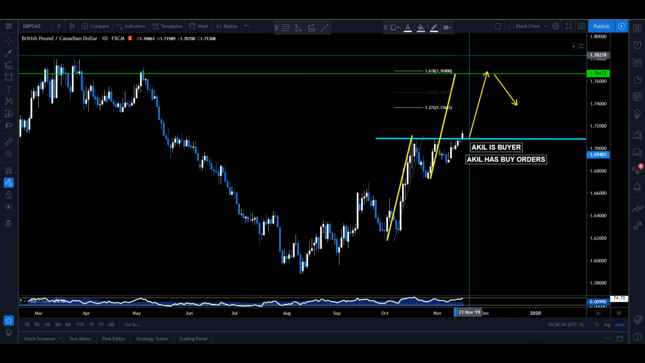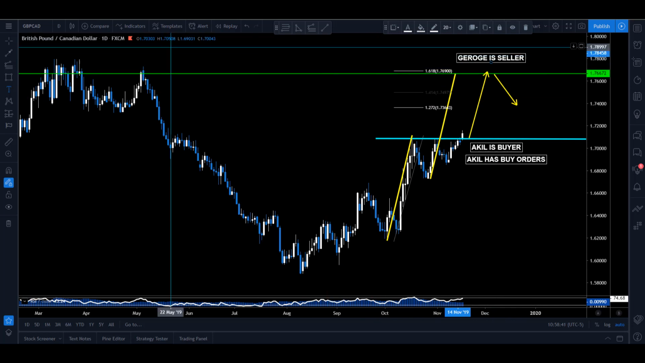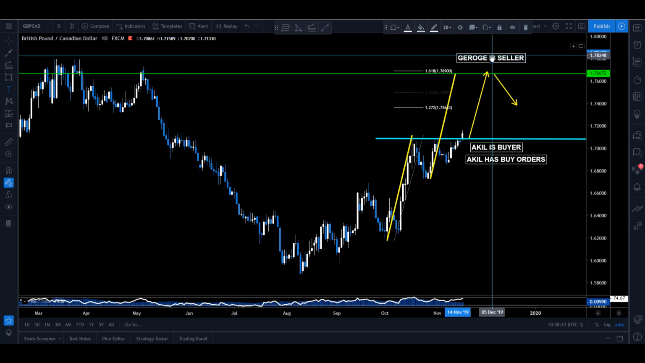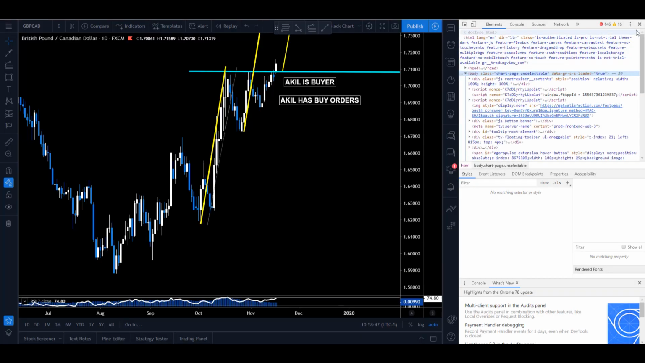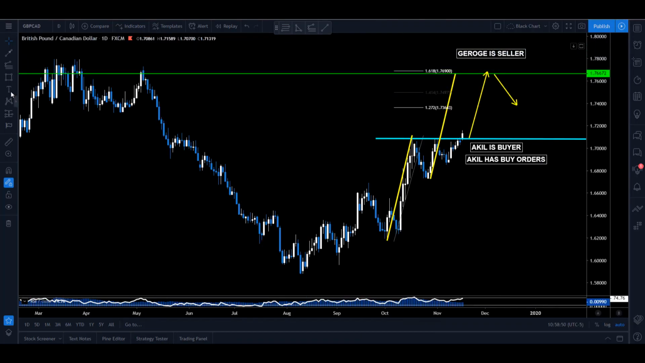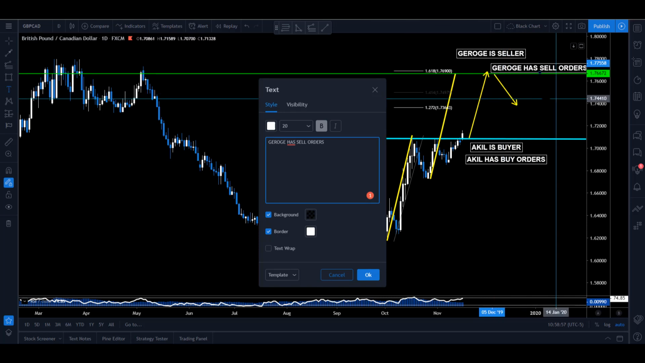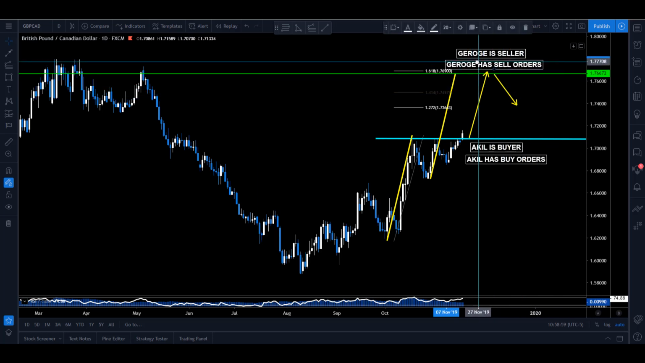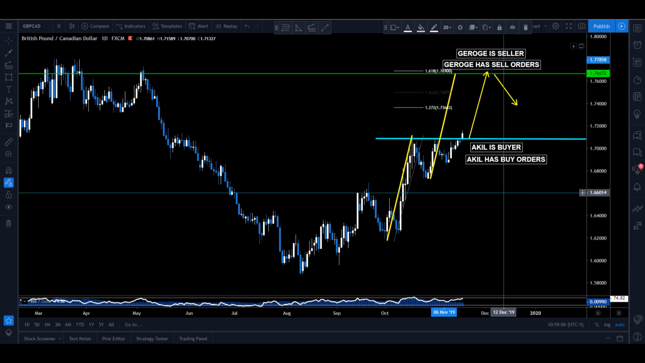Now George. George is seller, right? George is waiting for price action to get to this level. He's a structure trader, and he wants to sell at this level. So what type of orders does George have in the market? George has sell orders, right? Does that make sense? So me and George are enemies, right? George is seller, Akil is buyer, battle, right?